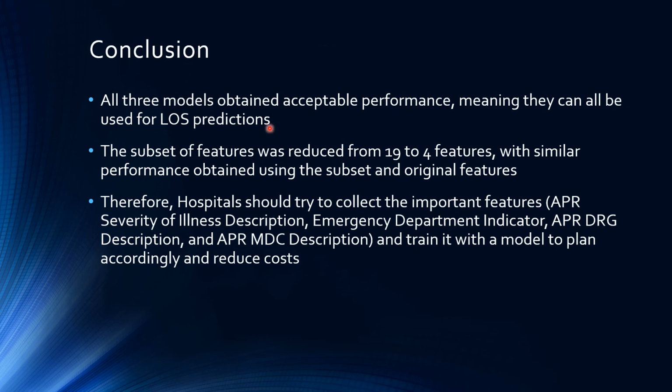Conclusion. All three models obtain acceptable performances, meaning that they can all be used for length of stay predictions. However, the random forest did achieve better predictions than the other two. The subset of features was reduced from 19 to 4 features, with similar performance obtained using the subset and the original features. Therefore, hospitals should try to collect these important features: APR severity of illness, emergency department indicator, the drug description and APR MDC description, to train a model with, and they can use it to plan accordingly and reduce hospital costs.